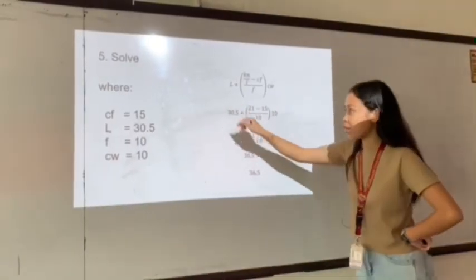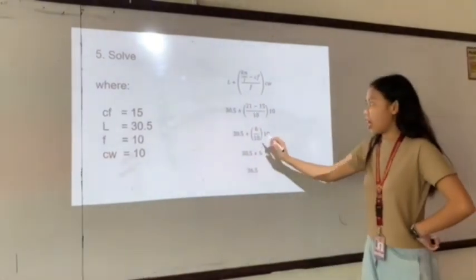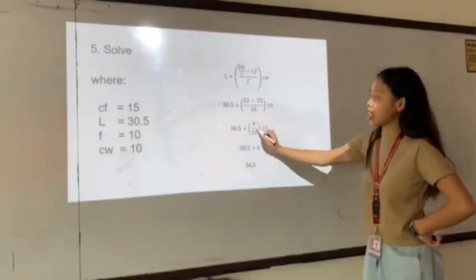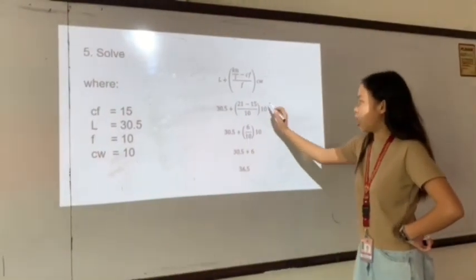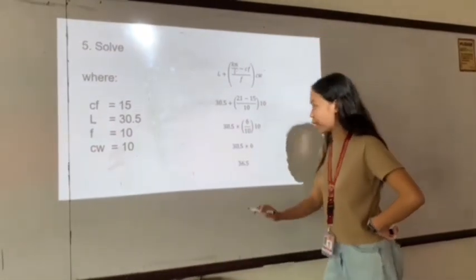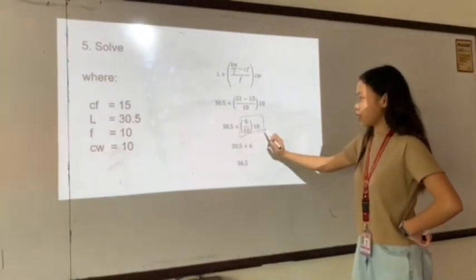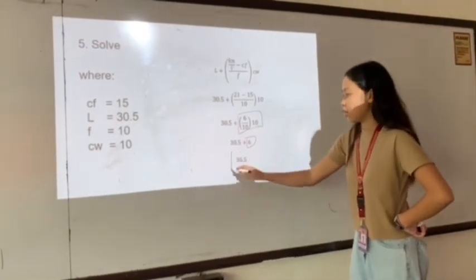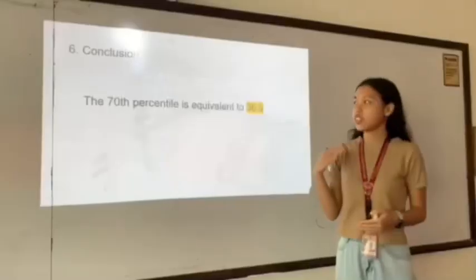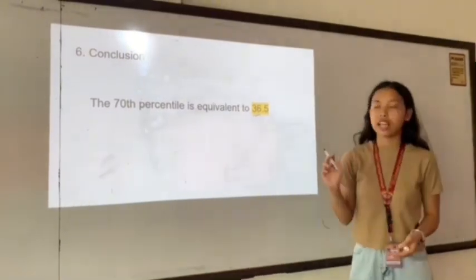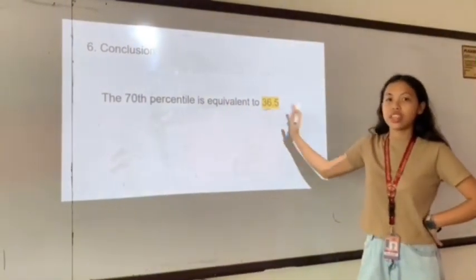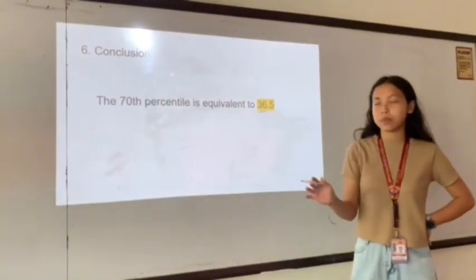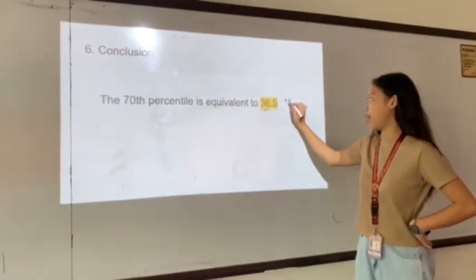Now just put in everything that we have gathered. First is 21 minus 15 is 6, over 10, times 10, plus 30.5. Then solve this one: 6 over 10 times 10 is 6, then plus 30.5, which gives us 36.5. So now we get that the 70th percentile is 36.5. It means that the score of the students at the 70th percentile is 36.5.